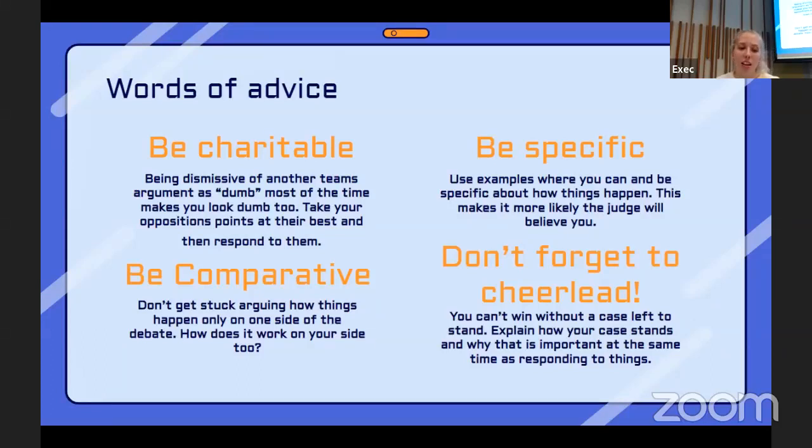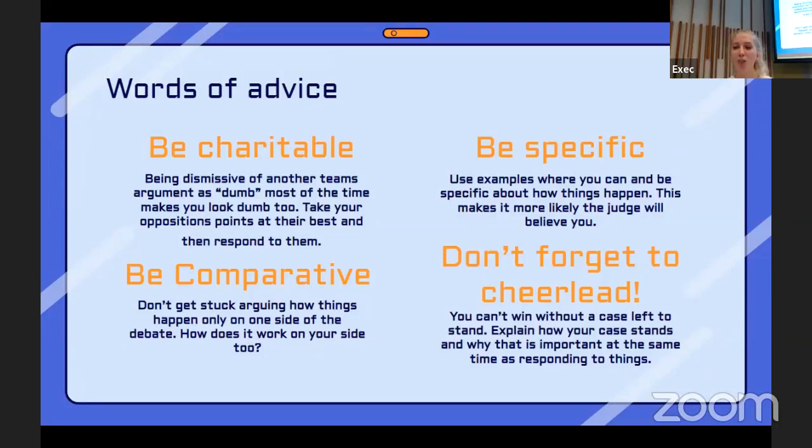The third thing I would say is be comparative. Don't get stuck arguing about how things happen only on one side of the debate. So how does it work on your side too? Remember, two sides of the coin in debating, their side and your side. Don't just respond to their arguments and don't just build up your own. You've got to do both in order to win the debate.